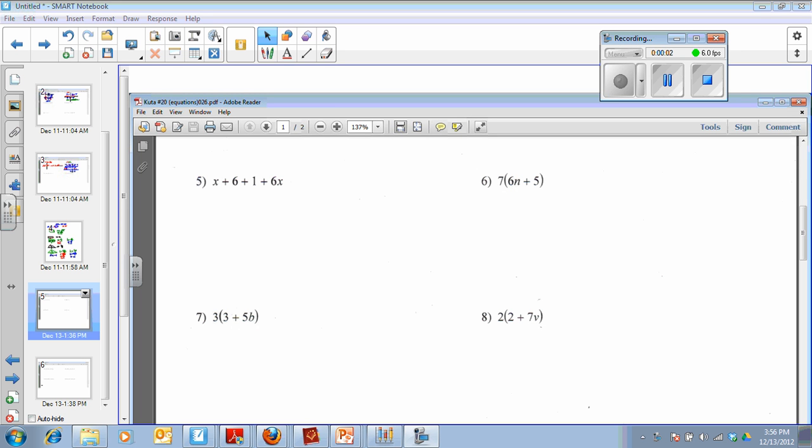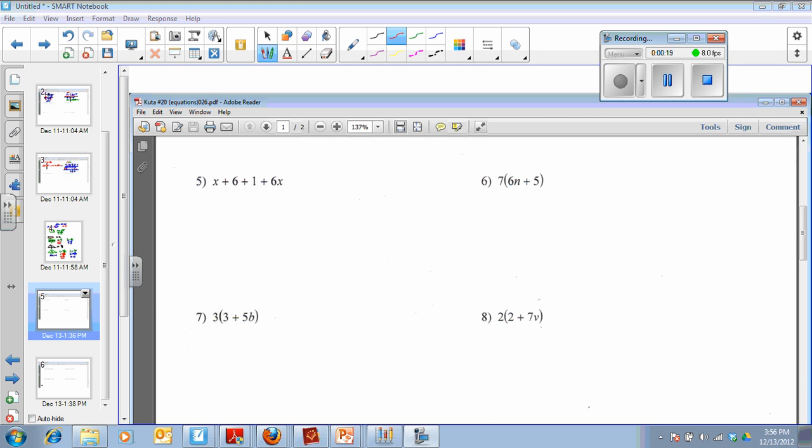This video goes with Kuta handout number 20. It's actually solving equations, but when you look at where we're going to get started, we're going to do some review before we actually start to solve equations. And the first thing that I want students to refresh their memory on is combining like terms.